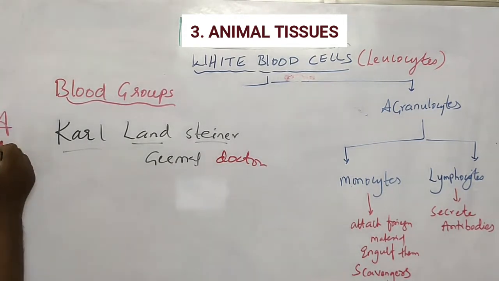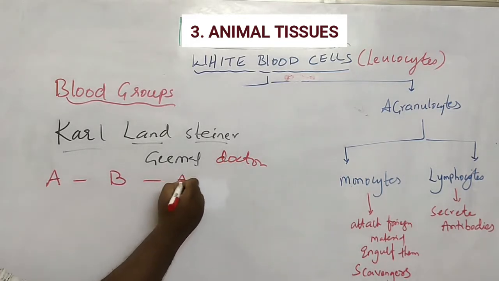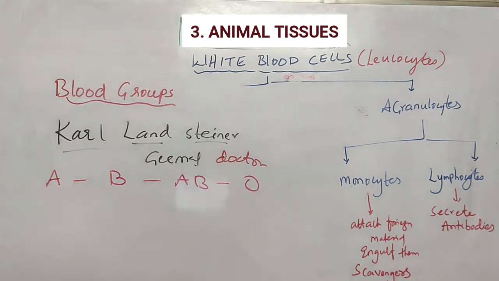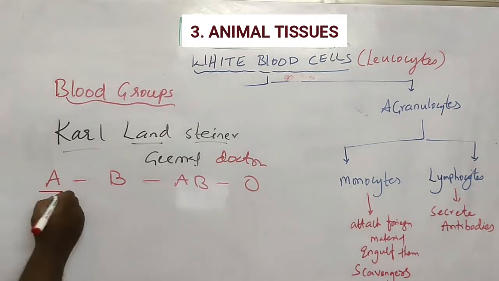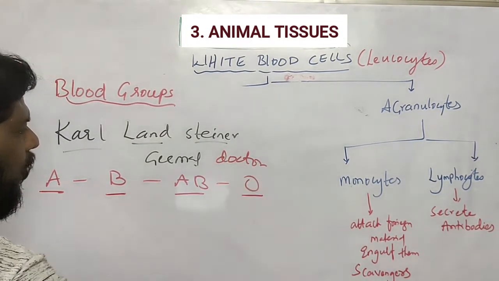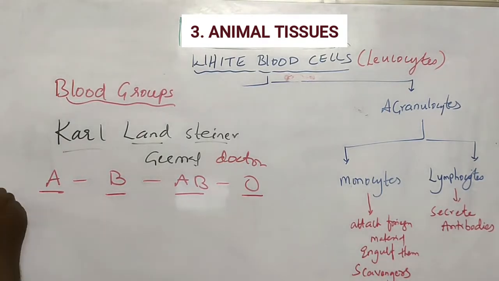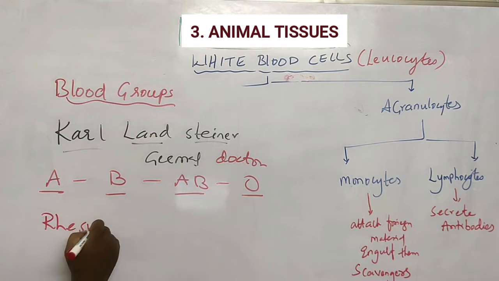And he discovered blood groups. One is A, second one is B, third one is AB, fourth one is O. So even the same family members will have different blood groups. Your relatives will have different blood groups. Some of them might have A blood group, some of them will have B, some will have AB, and some will have O. Not only that, the rhesus factor is also considered.